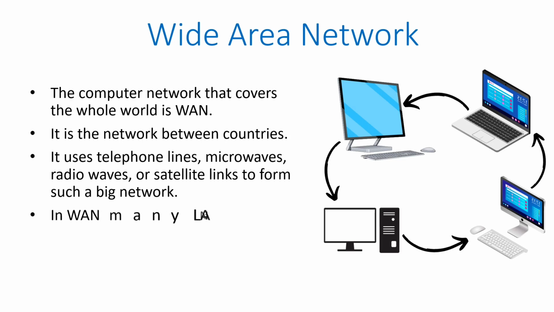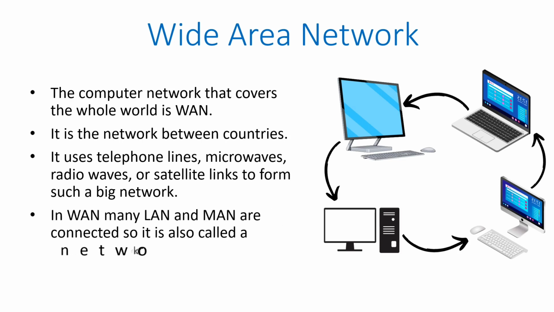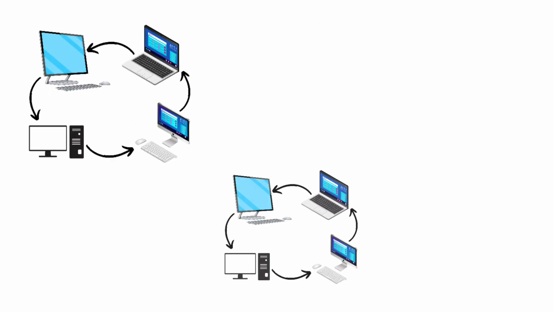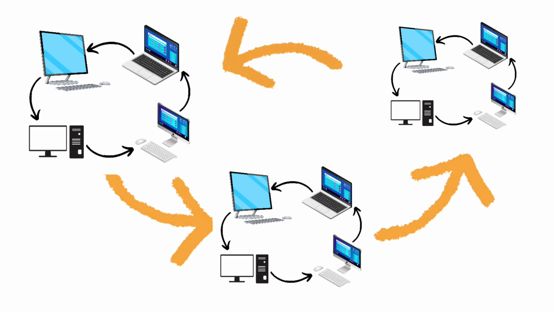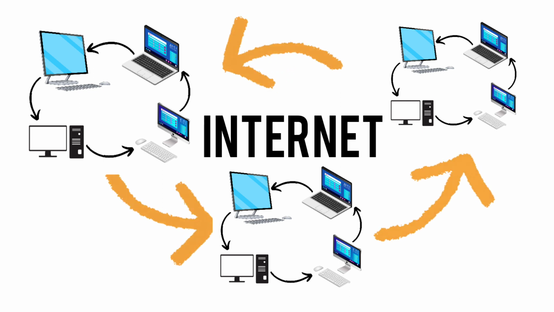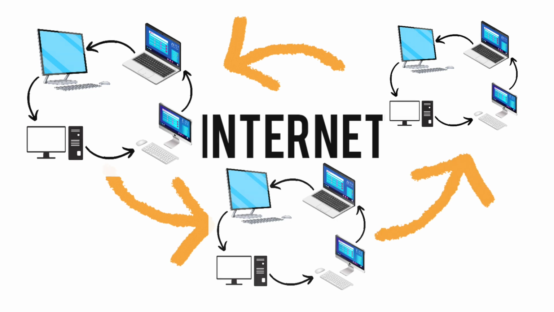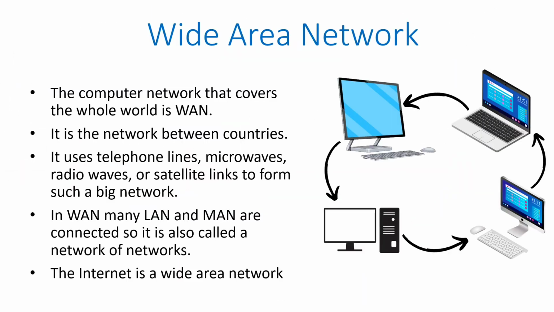In wide area network, many LAN and MAN are connected, so it is also called the network of networks. In the wide area network, there is the interconnection between different local area networks. That is why it is called the network of networks. Internet is one of the examples of wide area network, as internet connects millions of computers across the world for sharing data and information. So this is all about the wide area network.